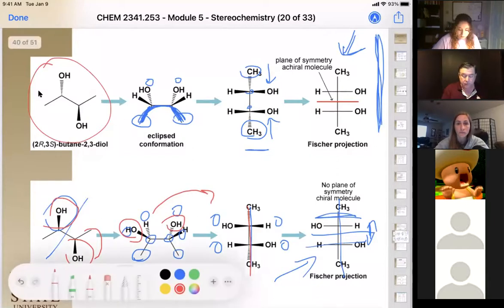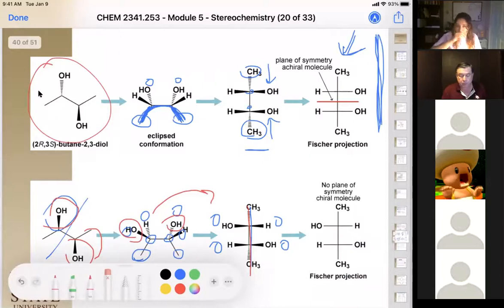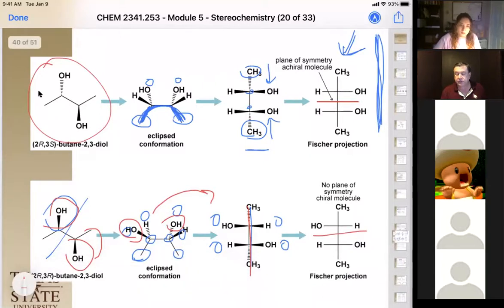So when we get our Fischer projection out of that, we end up with no available mirror plane. If we draw it here, we have H and OH, so the H and the OH don't match. There's no mirror plane here either because the H and the OH don't match. So that means we have successfully converted our 2R, 3R butane-1,2,3-diol into a Fischer projection. And we also know that it's optically active because there's no plane of symmetry.